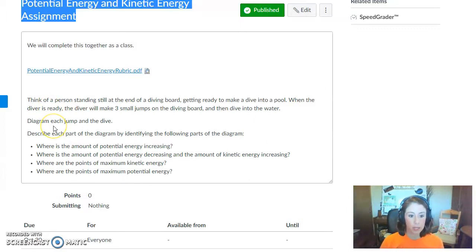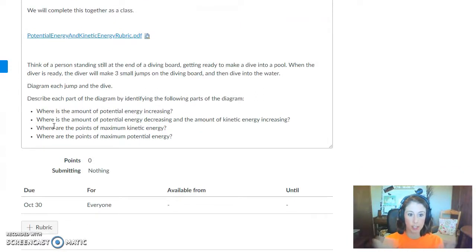So what we're doing is it says think of a person standing still at the end of a diving board getting ready to make a dive into a pool. When the diver is ready, the diver will make 3 small jumps on the end of the diving board and then dive into the water. So our diving board, our person, 1, 2, 3, and then they are going to make their descent into the pool. It says diagram each jump and the dive, and then describe each part of the diagram by identifying the following parts on the diagram.